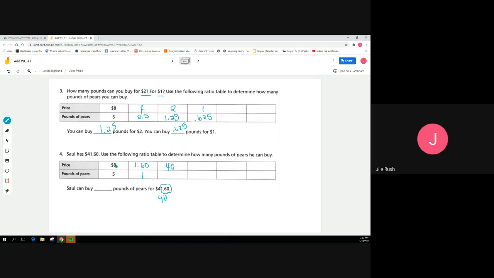Anything I do at the bottom, I'm going to do at the top and vice versa. So 8 times 5 gives us 40, and 5 times 5 gives us 25. And now, so that I can get to my grand total of $41.60, I'm going to add 40 and 1.6 to get $41.60. And then I'm going to add 1 and 25 for a total of 26 pounds of pears. So Saul can buy 26 pounds of pears for $41.60.